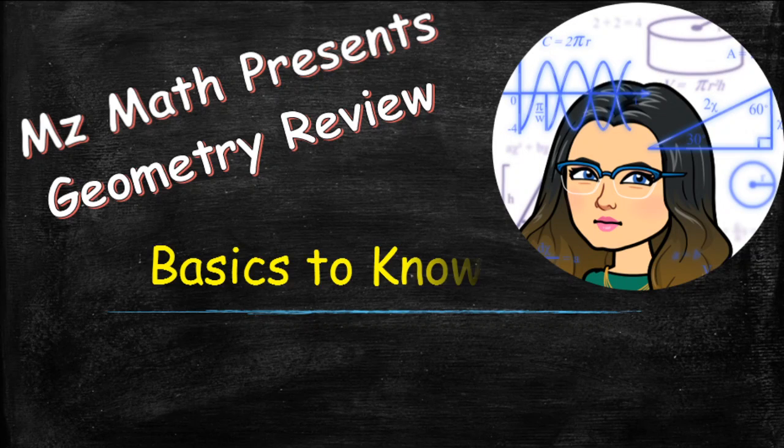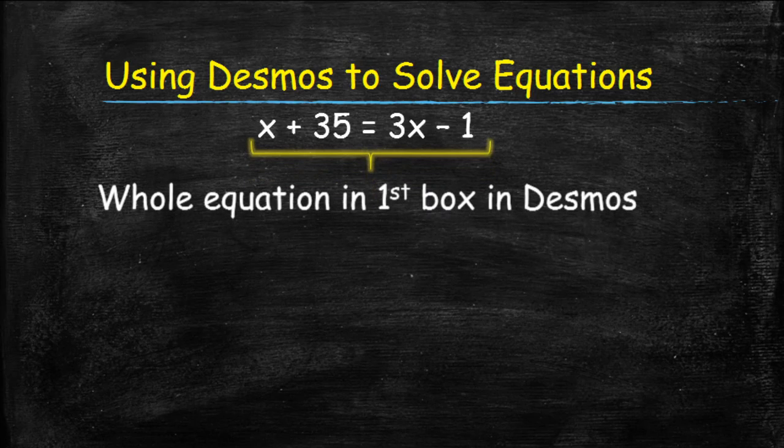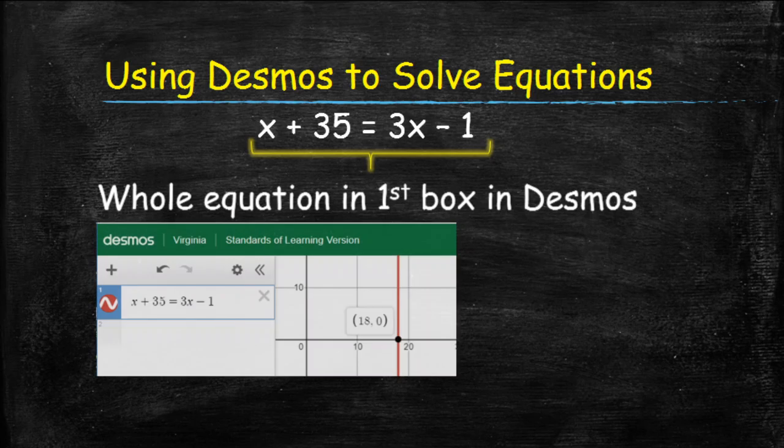Today's episode, Basics to Know. First, let's talk about how to use Desmos to solve equations. When we have an equation with one variable, we can put that equation in its entirety in the first box in Desmos. So it's going to look something like this.